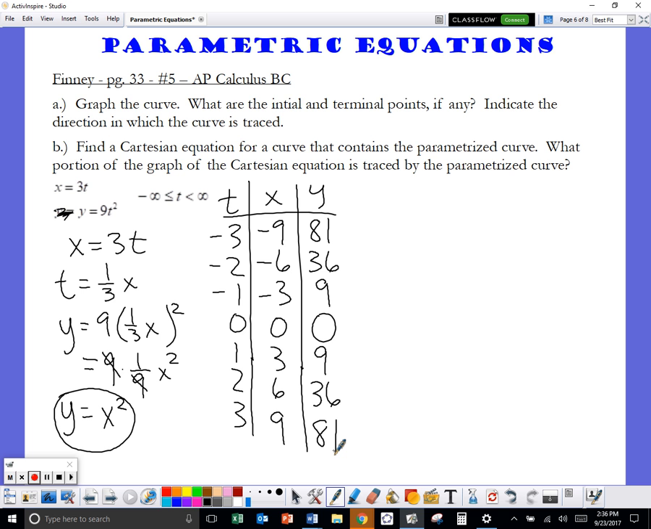And if we plot these points, we get both sides of the parabola. Awesome. Let's move on and take a look at another problem.